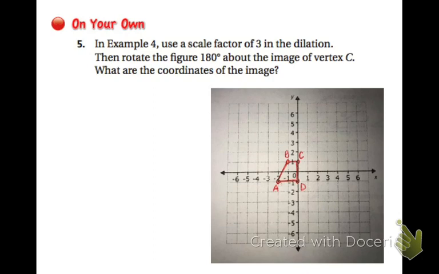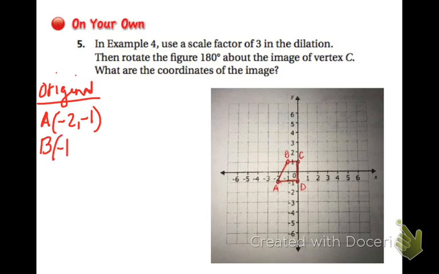So, here we go. We have our original vertices of A, B, and C, and I'll do that in red. So we have A at -2, -1. This is from that example. B, -1, 1. C, 0, 1. And D, 0, -1. And I've already graphed that trapezoid.